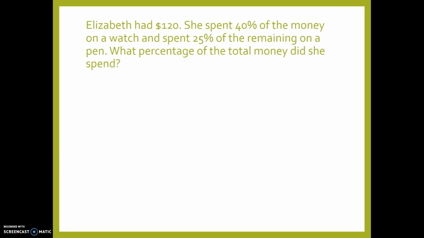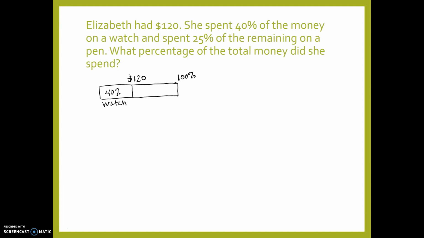All right, Elizabeth had $120. She spent 40% of the money on a watch and 25% of the remaining on a pen. What percent of the total money did she spend? Okay, well there's my bar model, and I'm going to mark it at 40%, which is a little less than half. It says that she spent that on a watch. And let's mark how much she had originally. She started with $120. Okay? And then she spent 25% of the remaining on a pen.